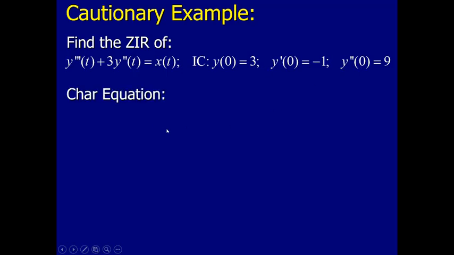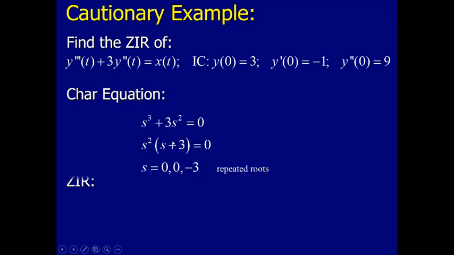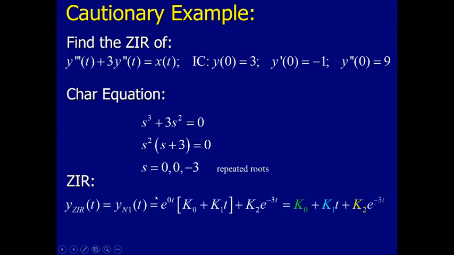We find the characteristic equation of that. This would be s cubed plus 3s squared equals 0. Factoring that out, we have 2 roots at 0 from this s squared term, and 1 root at s equals minus 3 from this third root. Our zero input response then has the form of e to the 0 times k0 plus k1 t e to the 0 from these first 2 roots, plus k2 e to the minus 3t from this third root.